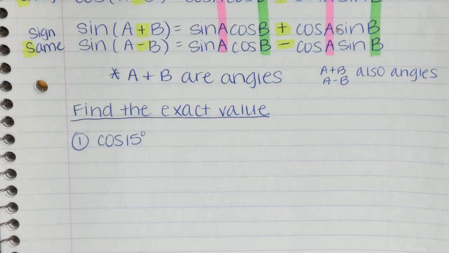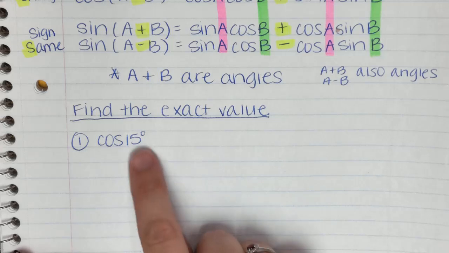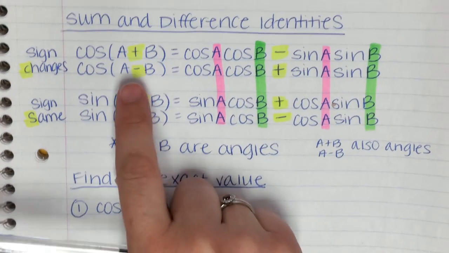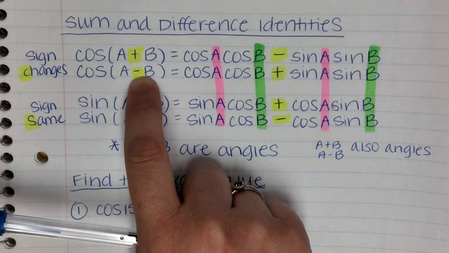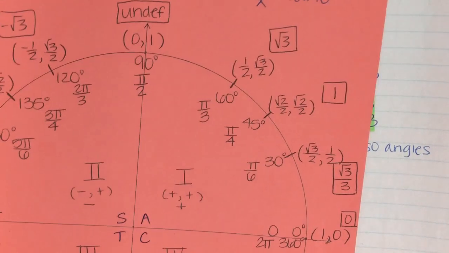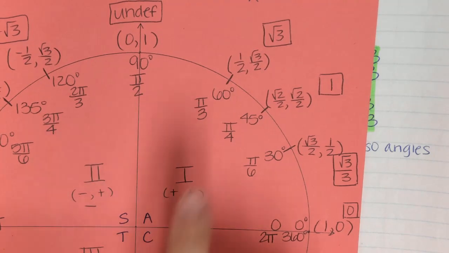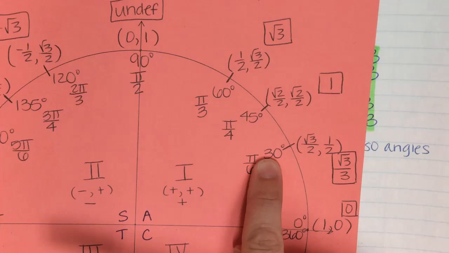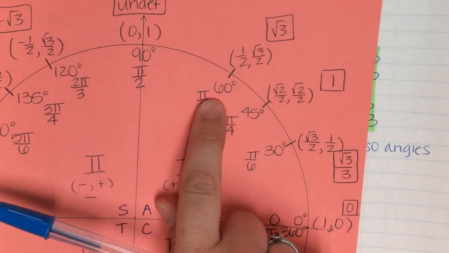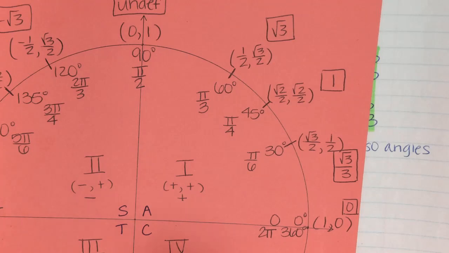So how are we going to work this? Well, is it possible to write 15 as either a sum or a difference of 2 angles that are already on the unit circle? Yes. Which 2 angles? Okay, I heard someone say 45 minus 30, that is 15, so that would work. I heard someone else say 60 minus 45, that is also 15. Do you see anything else that would work?